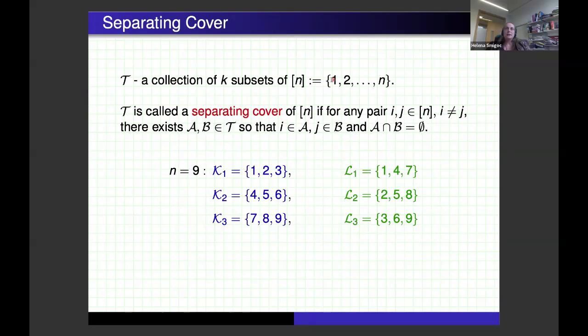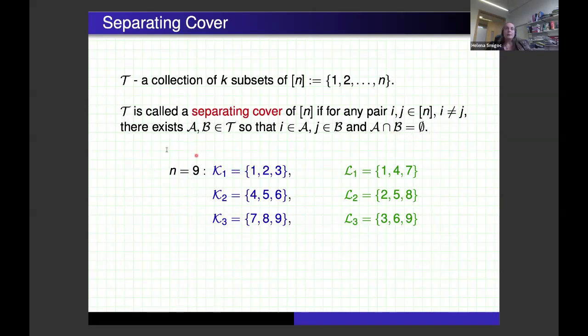We're starting with a set of n elements, just call them 1 to n. And we look at a collection of subsets of the set 1 to n. Let T be such a collection, and we call T a separating cover of the set if for any pair of elements i, j in 1 to n, with i different from j, there exist sets A and B in my collection so that i is in A and j is in B, but A and B are disjoint.